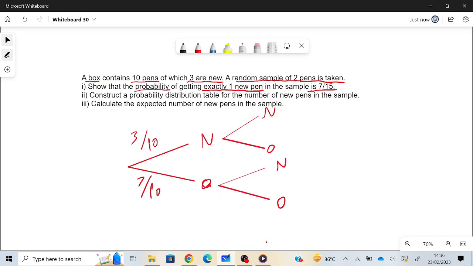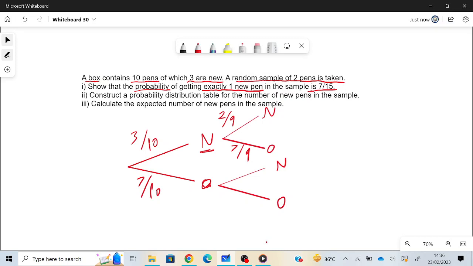Now for the next part, if my first pick is a new pen, what's the probability of me picking another new pen? That would be 2 over 9. Because I picked a new pen, that reduces the amount of new pens from 3 to 2, and the total number of pens also reduces from 10 to 9. And then to find the probability of me picking an old pen after picking a new pen, we can simply do 1 minus 2 over 9, which is 7 over 9.